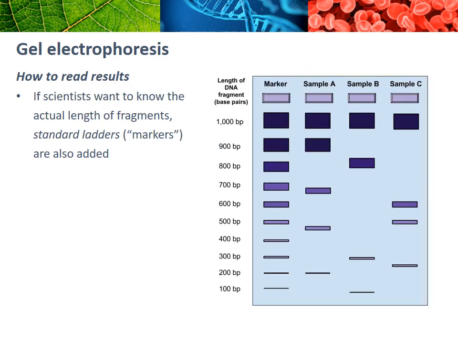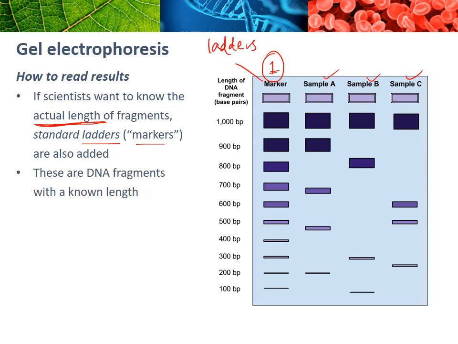If we want to know the actual length of the fragments, and usually we do, these things called ladders, or standard ladders or markers, are used. So we've got the same thing here. We've still got the same samples A, B, and C, but also in the first well, usually well number 1, we place these markers or ladders. A ladder is a fragment of DNA with a known length. We know how long these fragments are.